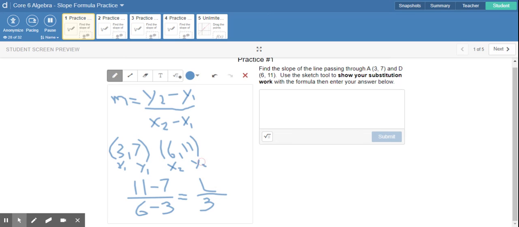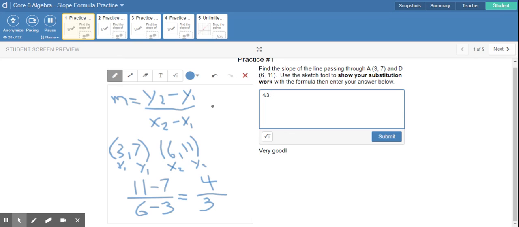So the way I put that in, oh geez, this is not working out well. Here we go. 4/3. There we go. The way I put that in is I go over to this box. I'm going to type in 4/3. And you'll notice right underneath, it tells me I did a good job. I got it correct. So 4/3 is the slope using this slope formula.